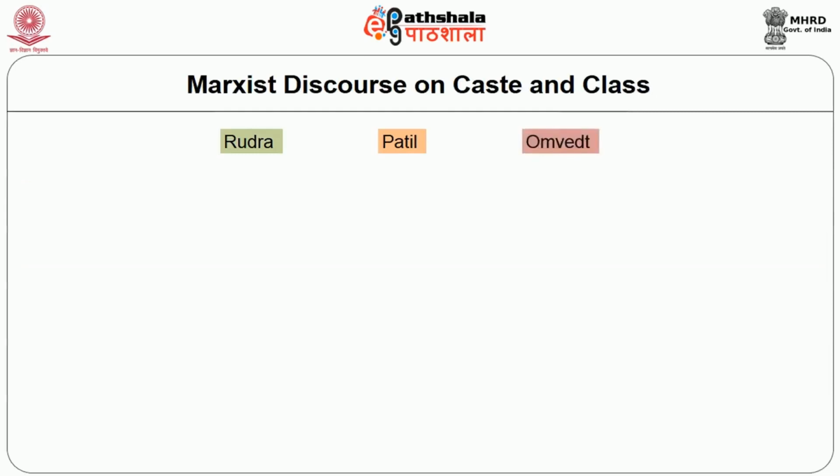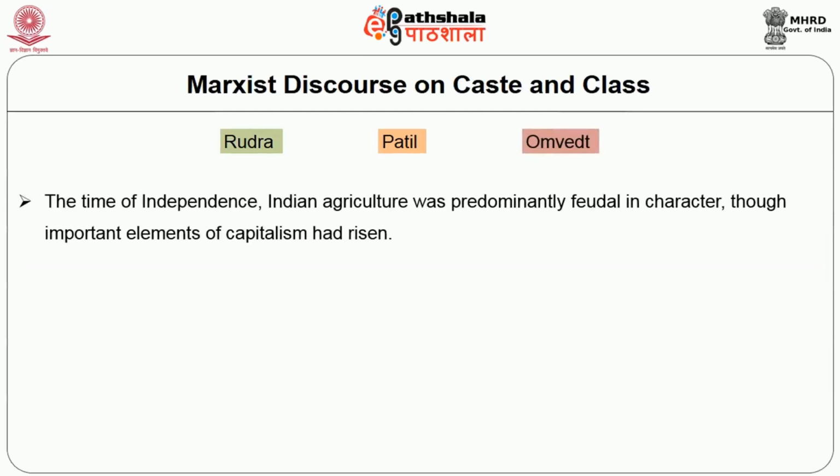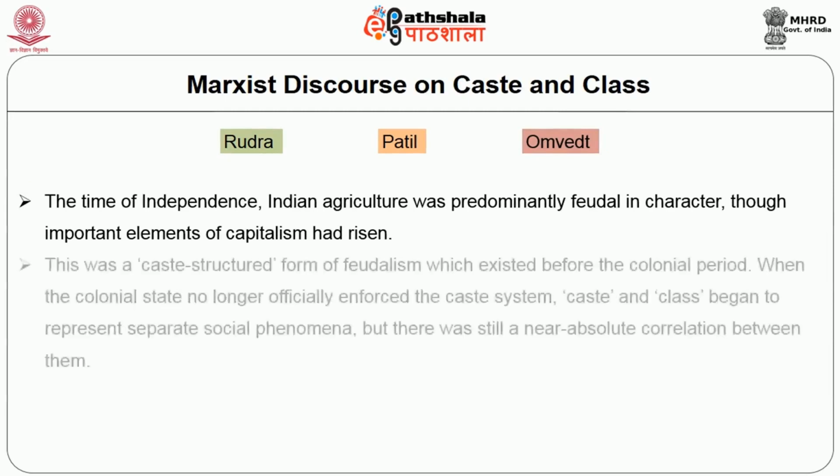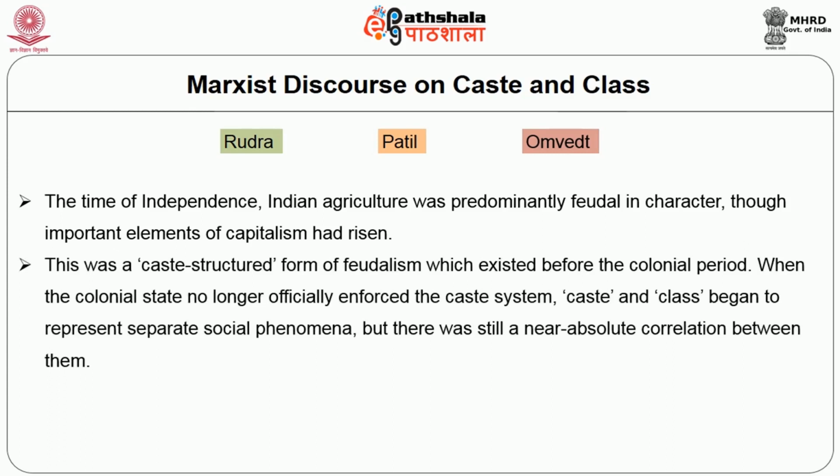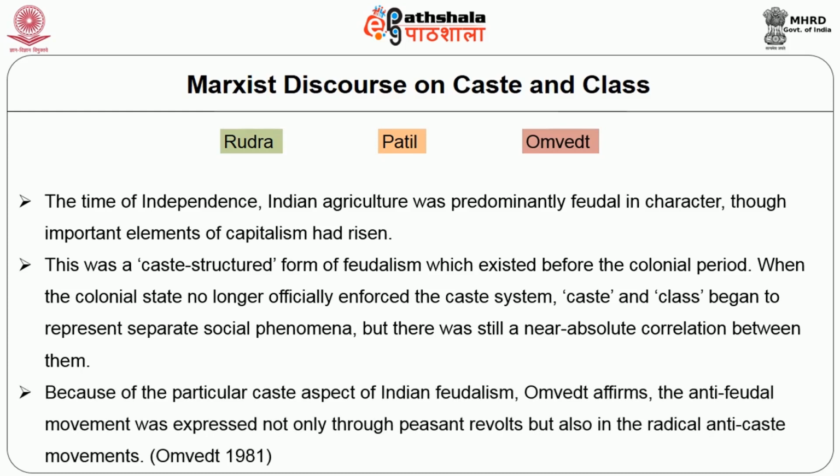She believes that at the time of independence, Indian agriculture was predominantly feudal in character, though important elements of capitalism had arisen. This was a caste-structured form of feudalism which existed before the colonial period. When the colonial state no longer officially reinforced the caste system, caste and class began to represent separate social phenomena. But there was still a near absolute correlation between them. Because of the particular caste aspect of Indian feudalism, Omvedt affirms the anti-feudal movement was expressed not only through peasant revolts but also in the radical anti-caste movements.